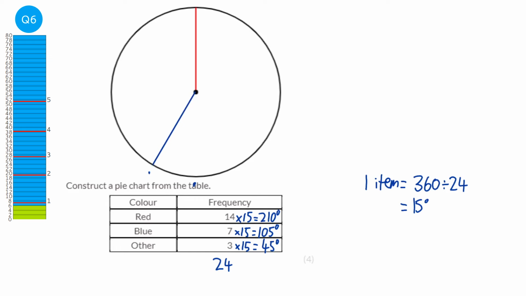Then to do 105, we're going to put our protractor in the middle, and we're going to look at 105, which will be up here, and then we're just going to join it up with a straight line.